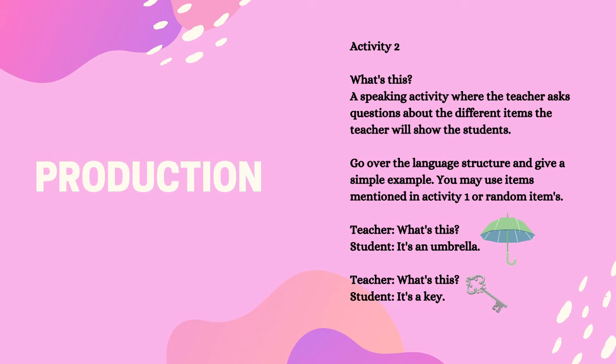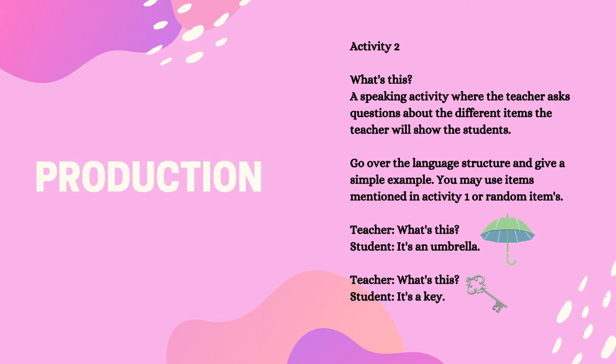Example number 2. What's this? It's a key. And then from then onwards, you can ask the student or students the question, "What's this?" And they'll have to answer using the correct sentence that was used during the lesson.